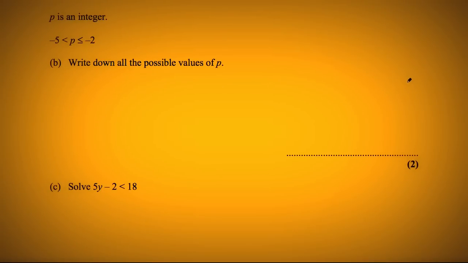P is an integer, and P is between minus 5 and minus 2, not including minus 5. Integer is a whole number. Write down all the possible values of P. Well, it can't be minus 5 because it's greater than minus 5, so the next one is minus 4, minus 3, and minus 2, which it can be because it's or equal to.